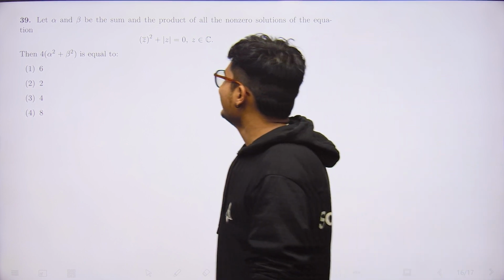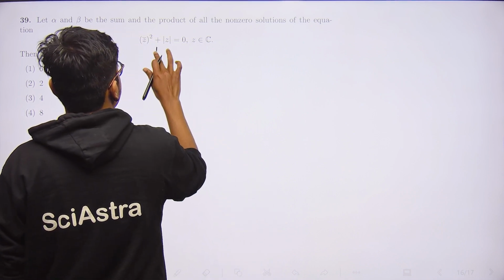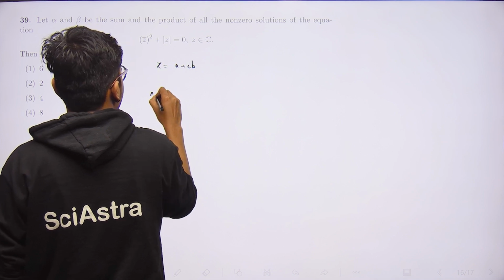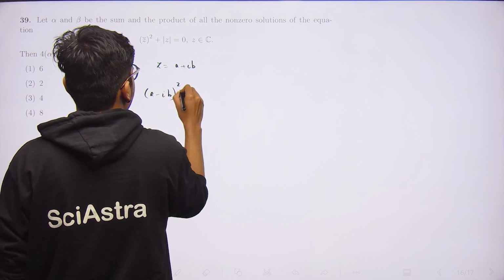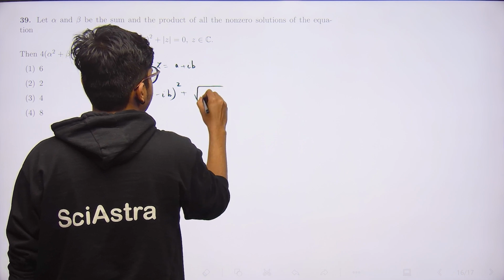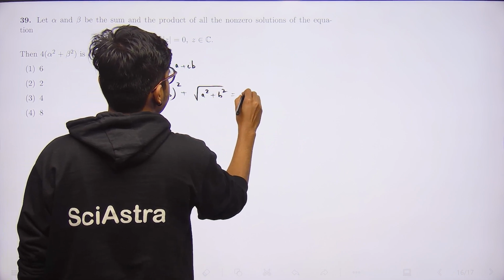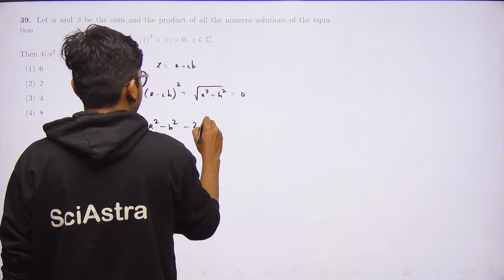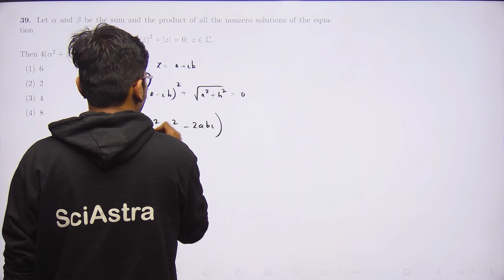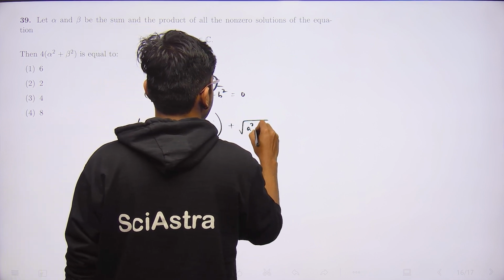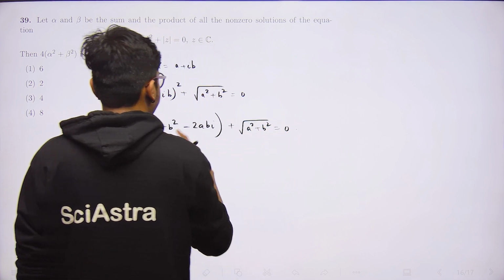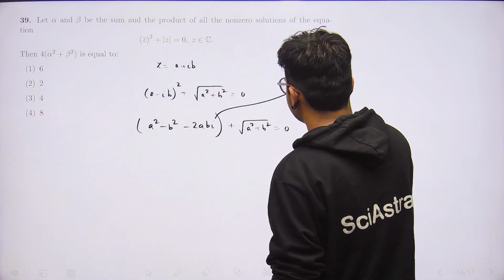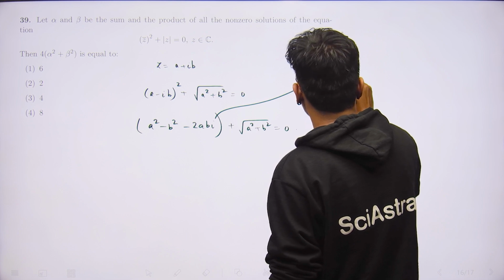Okay, तो इसके लिए this basically tells you, so let's assume z to be some a plus ib. तो ये पहला टर्म क्या आ जाएगा? This is (a minus ib) whole square plus mod of z, which is basically root over a square plus b square, and this thing has to be 0. तो इसको अगर expand करेंगे, you'll get a square minus b square minus 2ab iota plus root over a square plus b square equal to 0, right? Now this is equal to 0, which means the imaginary part has to be 0, right? So you'll get that ab has to be equal to 0, right?